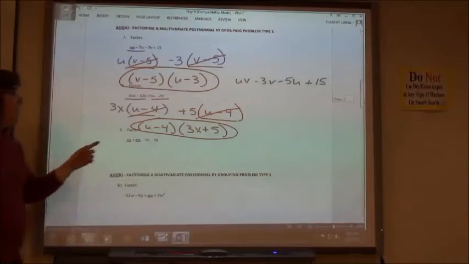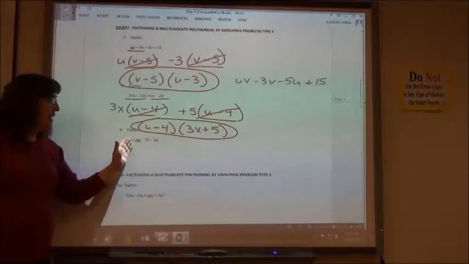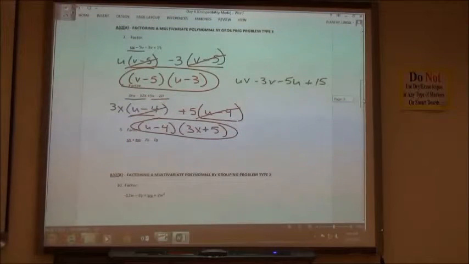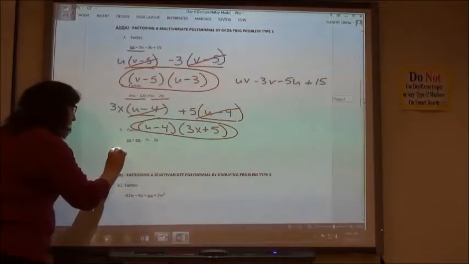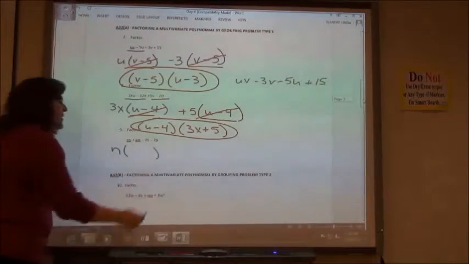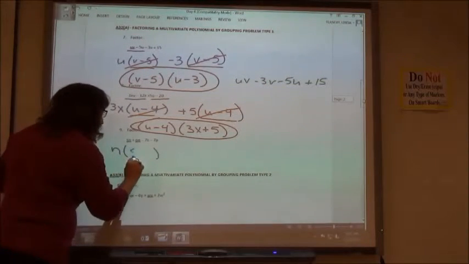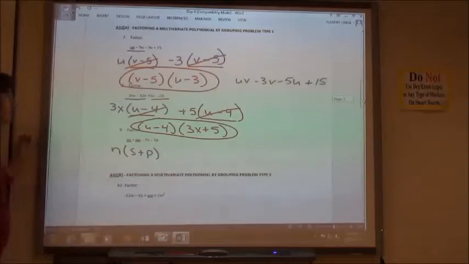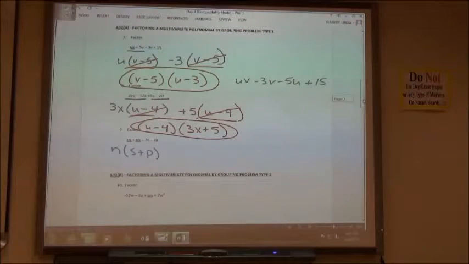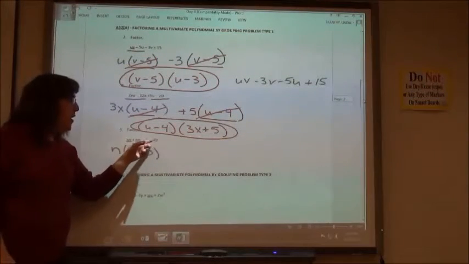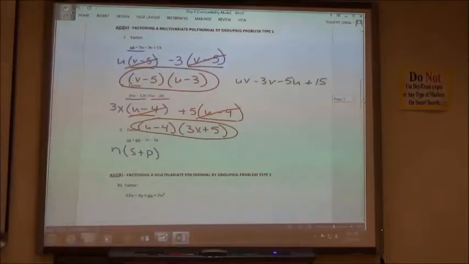So, on number 9, if I have an SN and a PN, what do they both have in common? An N. So if I put the N out in front, what am I going to have in my parentheses? S plus P. And again, they were nice and left those second two in the order I want. If I want to end up with an S plus P, what do I need to take out of those second two? 7. Not just 7, but what sign?